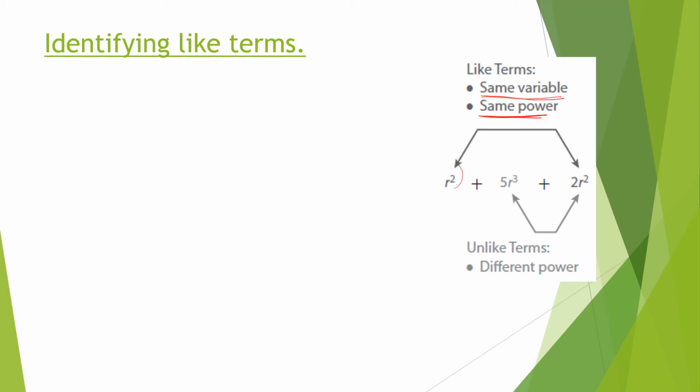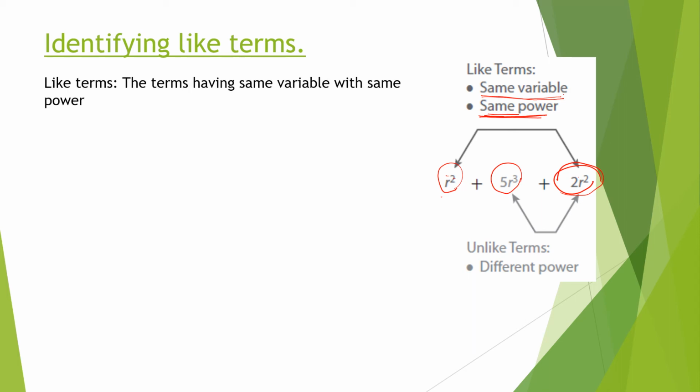So r power 2, 5r power 3, and 2r power 2. Are these the same? No, because they have the same variable but different powers. We should have the same powers. So r power 2 and 2r power 2 are like terms, and these are unlike terms. So like terms have the same variable with the same power.